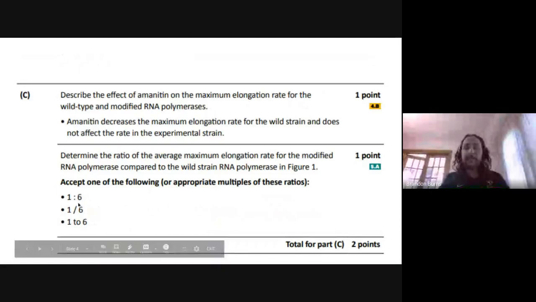These are just the answers. If you had done this on the test, you still have to write that as a complete sentence for it to be counted. So the ratio of maximum elongation rate between the modified RNA polymerase and the wild strain RNA polymerase is 1 to 6, would be a complete answer to earn the points.